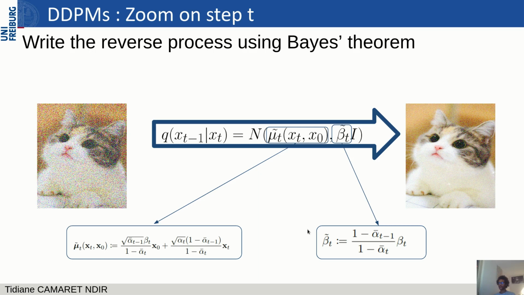You can also see here that beta tilde t depends on beta t in the expression of the variance, but beta t is simply equal to 1 minus alpha t. So it's also a parameter that controls the speed at which we add the noise to the image.